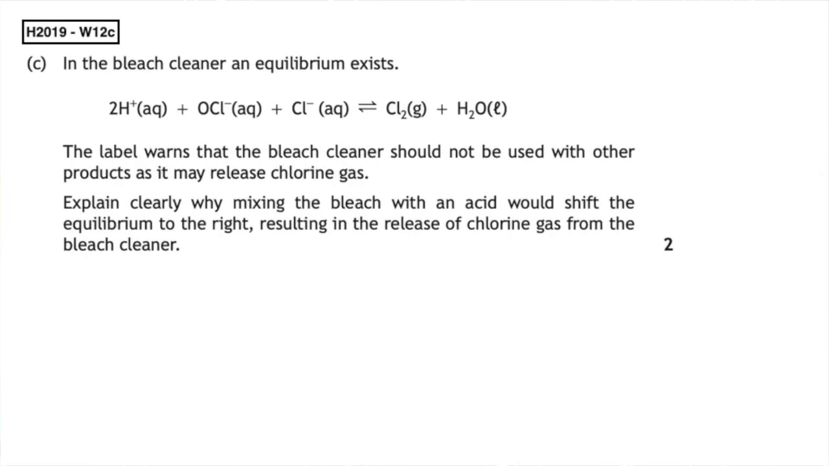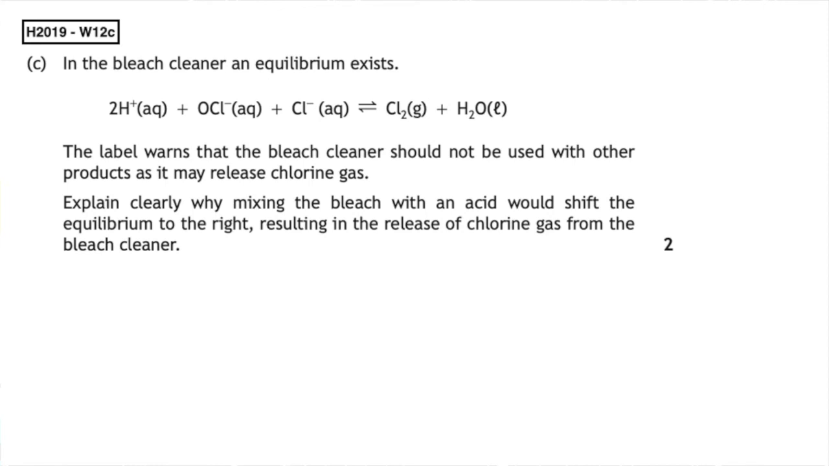This past paper question is from the Higher 2019 written 12C. In the bleach cleaner, an equilibrium exists. The label warns that the bleach cleaner should not be used with other products as it may release chlorine gas. Explain clearly why mixing the bleach with an acid would shift the equilibrium to the right, resulting in the release of chlorine gas from the bleach cleaner.